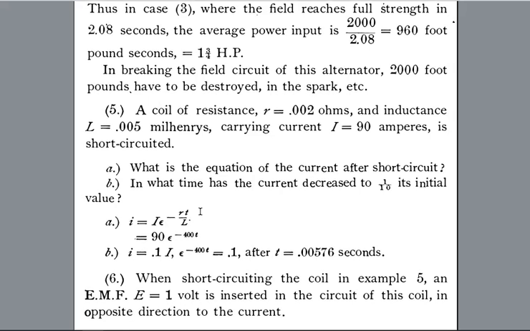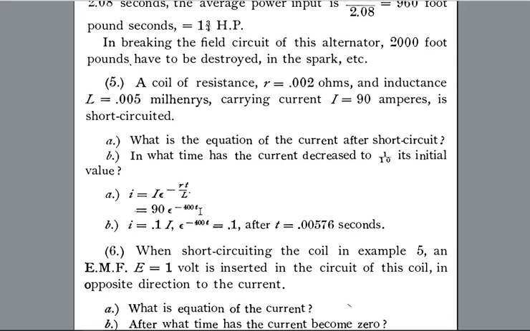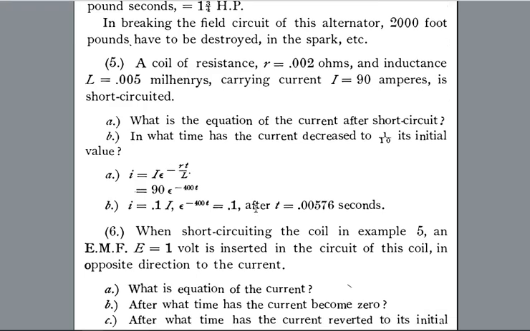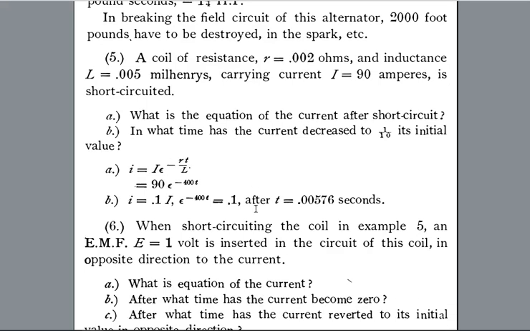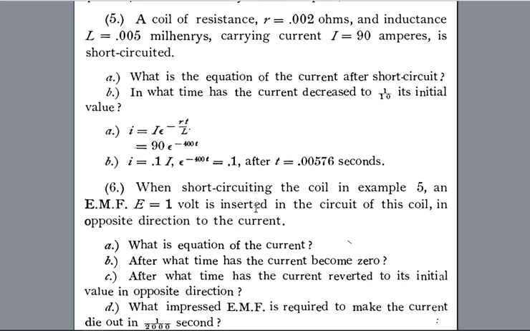A. I equals I naught e to the power negative Rt over L equals 90 e to the power negative 400t. B. For 1/10 value, I equals 0.1 I naught equals 9. So e to the power negative 400t equals 0.1. Then negative 400t equals log 0.1 equals negative 2.30. T equals 0.00576 seconds.